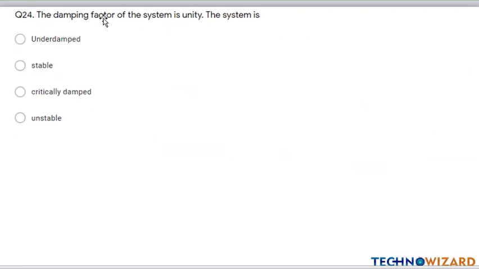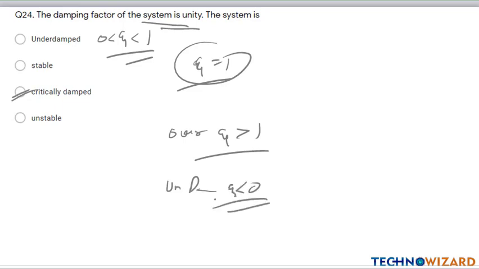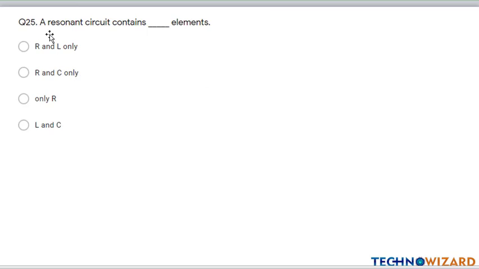Next question. The damping factor of the system is unity. Whenever the damping factor, that is zeta, is equal to 1, the system is critically damped. For underdamped, zeta is between 0 to 1. For overdamped, zeta is always greater than 1. For undamped, zeta is less than 0. Remember these points.